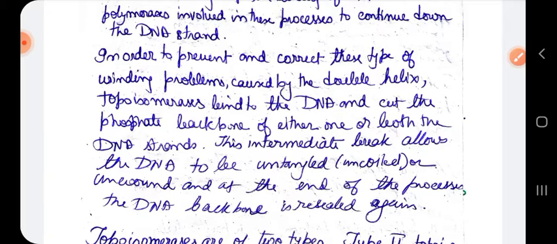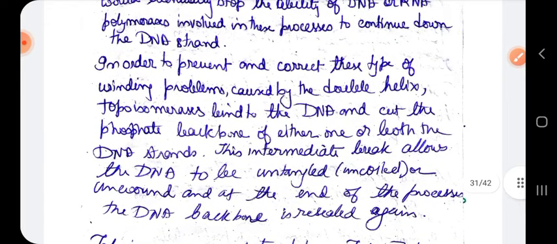Simple thing, what does topoisomerase do? In that supercoiling region of the DNA, topoisomerase first binds to the DNA and then it cuts the phosphate backbone in that supercoiling region. Depending on what type of topoisomerase we are using, it will either cut one of the strands or both of the DNA strands.